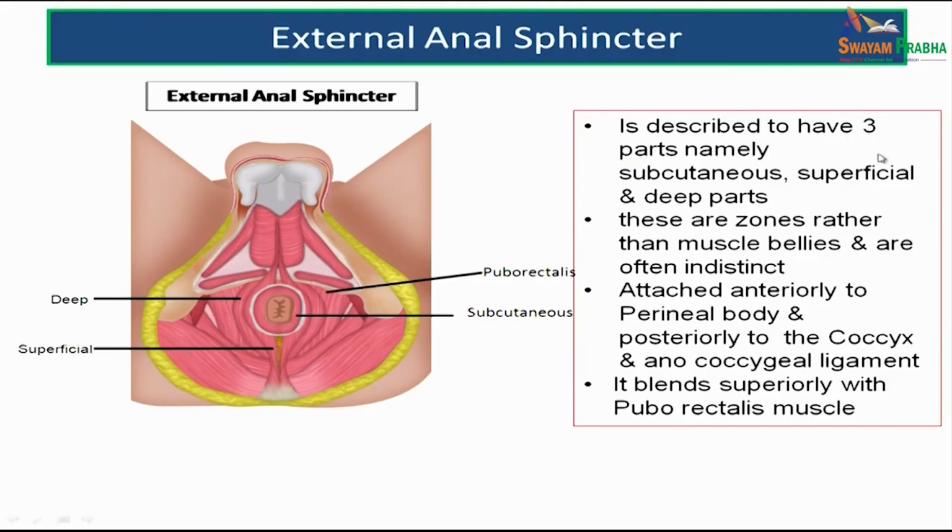But actually these are only three zones rather than muscle bellies, and often they are indistinct. Anteriorly, they are attached to the center point of the perineum, that is the perineal body. This is a picture of the male perineum. So the external anal sphincters are attached anteriorly to the perineal body, and posteriorly you can see that it is attached to the anococcygeal ligament and the coccyx. Superiorly it blends with the puborectalis muscle.